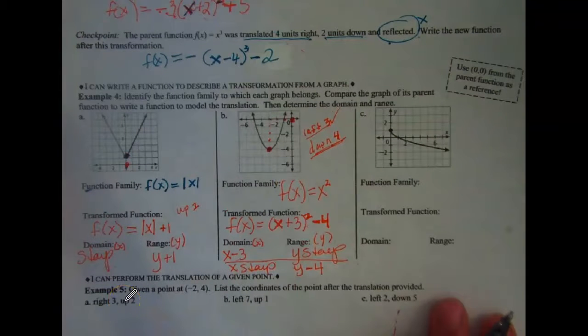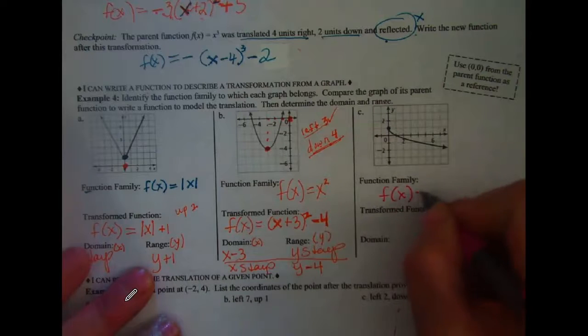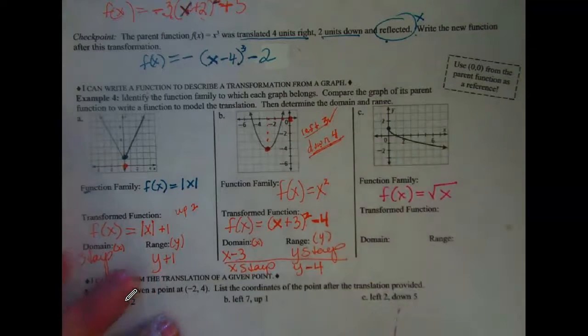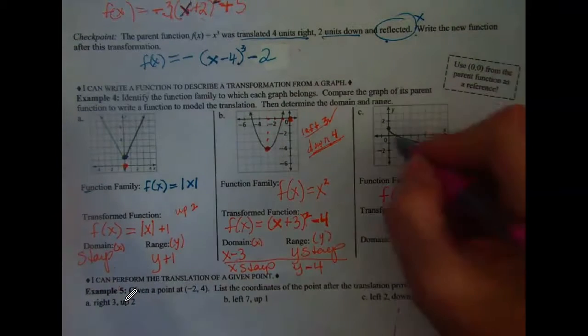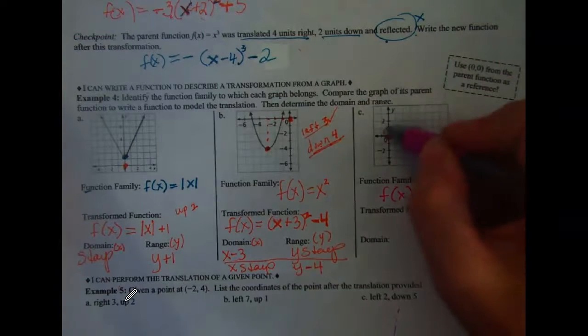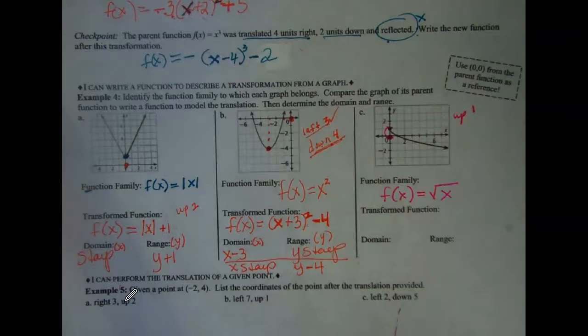Okay, so looking at C, you would have had your parent function, or the function family, was our f of x equals the square root of x. That's what the graph looks like, so we have it here. So when we transformed it, remember we're going to use 0, 0. So if this was my 0, 0, how did I get up here? What happened is I went up 1. It's that simple. I went up 1.